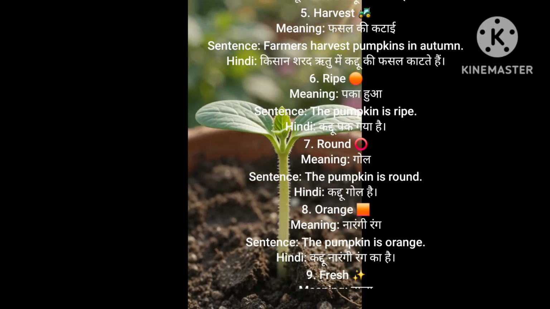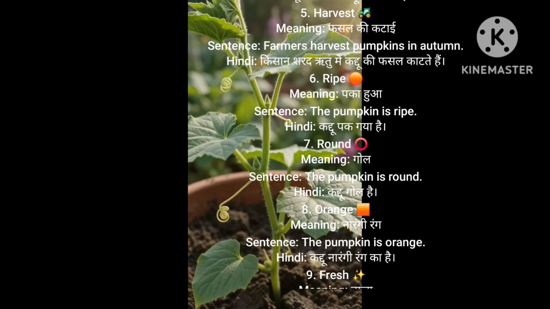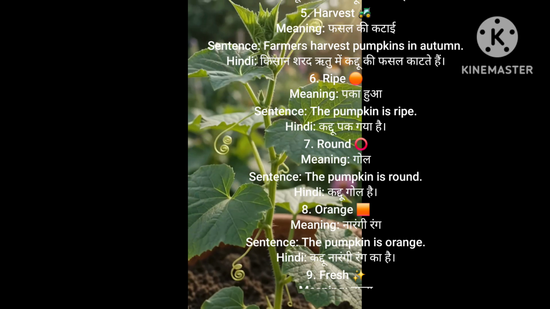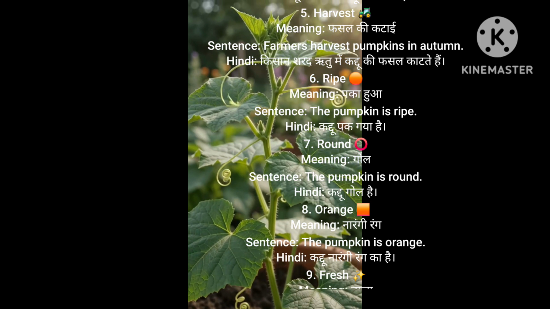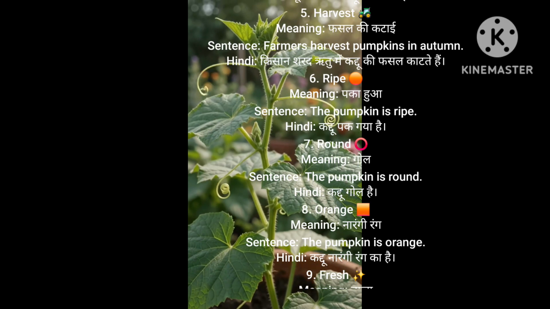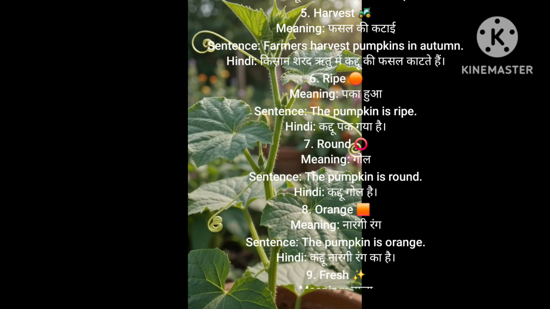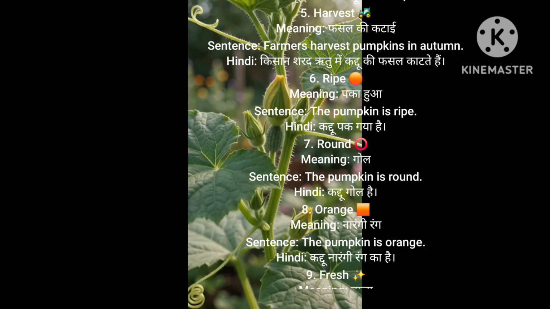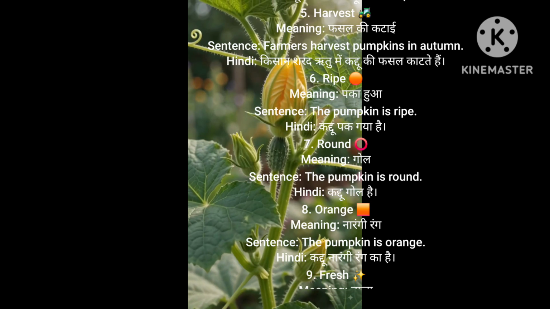Then is ripe, पका हुआ. Pumpkin is ripe, कद्दू पका हुआ है. Round, गोल. The pumpkin is round. कद्दू गोल है. Orange means नारंगी रंग. The pumpkin is orange. कद्दू नारंगी रंग का है. Fresh, ताज़ा. The pumpkin is fresh, healthy, सेहतमंद. We become healthy if we eat pumpkin.